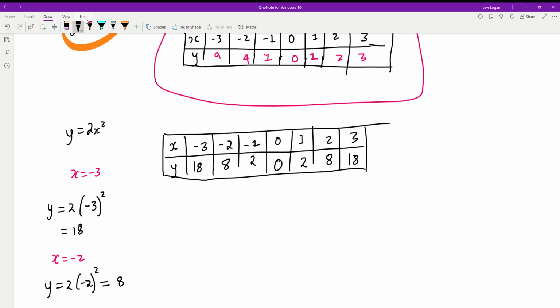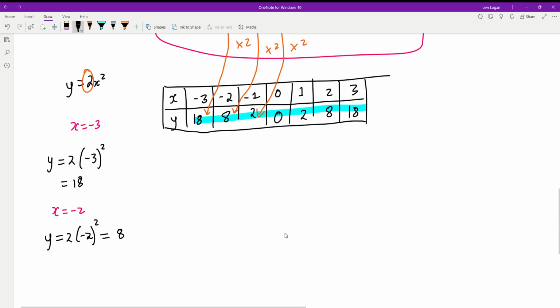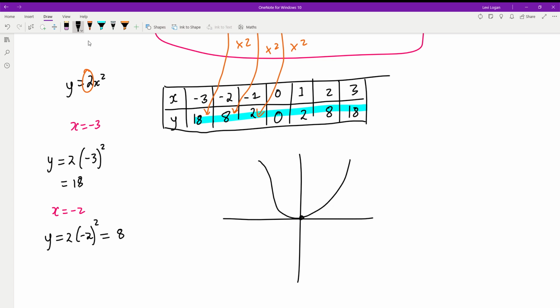What is the difference between these y coordinates and these y coordinates? They're doubled. 9 times 2, 4 times 2, and then 1 times 2. So I'm only going to draw it for these ones because these coordinates are the same. So this here has changed our y coordinates by a factor of 2. So our curve is going to look something like this. So this is our original curve here. Oh, that's terrible drawing. So this is like y equals x squared. Our new curve is going to look like this.